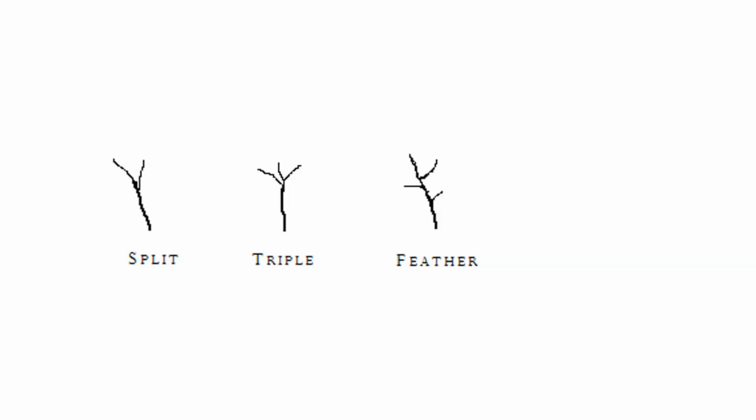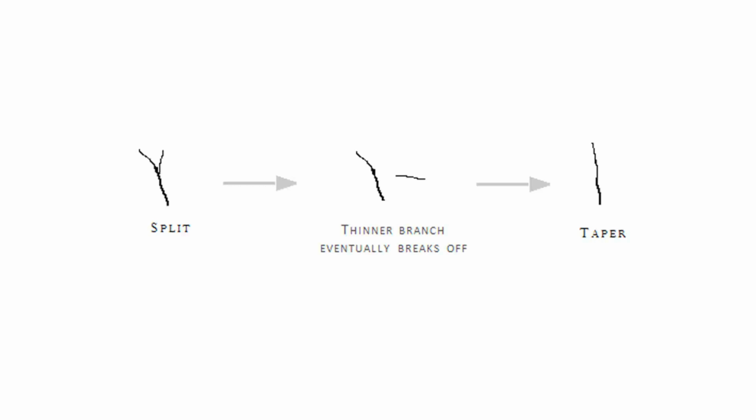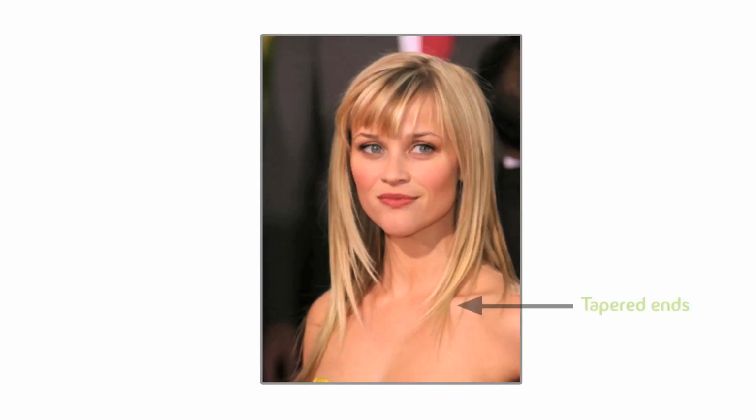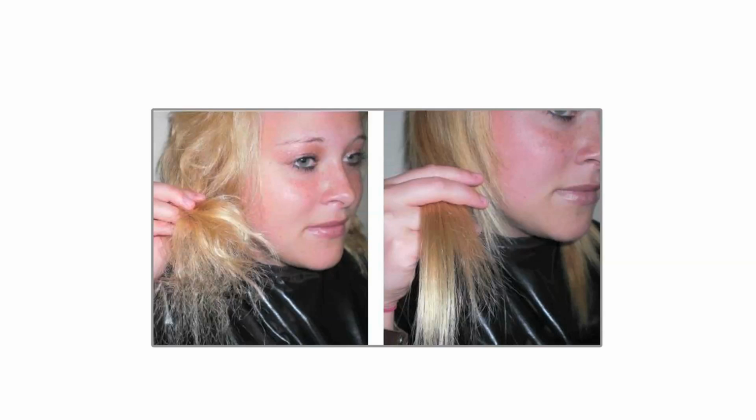Usually, more complicated splits start out as single splits. FYI, your hair never really splits into two equal parts. One branch of the split is usually a lot thinner than the other. Tapering occurs when one of the branches, usually the thinner one, breaks off. What's left behind is a thinner hair strand starting from where the branch broke off down to the end of your hair shaft. The longer or straighter your hair is, the more noticeable tapering is.